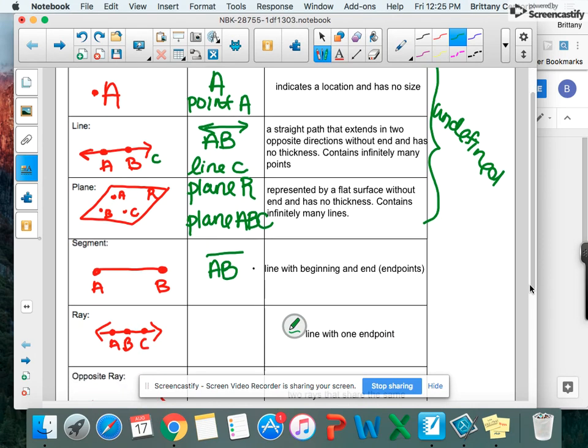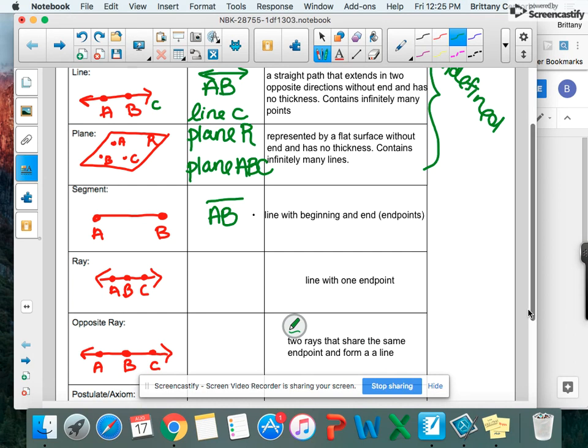Next, we have a ray, and that is a line with one endpoint. So you can pick one of the points to start with. We'll start with, say, C, and then you can go in the direction. You have to have 2 letters, so we're going to have to go to the left. We're going to use B or A, it doesn't matter, it's the same ray. And then we're going to put 1 arrow going in the direction from the endpoint. You could also do CB, that would be the same ray.